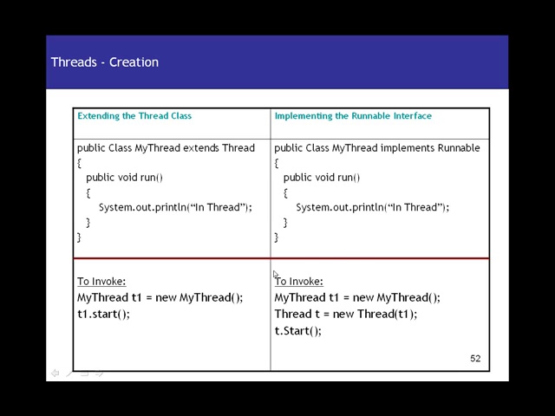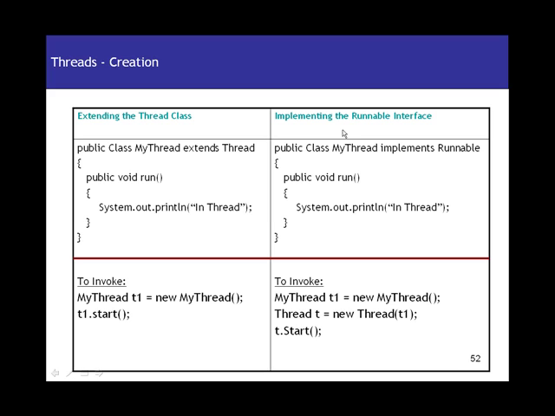And when you use the runnable interface to invoke the thread, you need to create an instance of your class and then pass it as an argument to the thread class and then say t1.start. So we have these two methods to create a thread. What do you want to use? Do you want to use the extends thread class or implements runnable interface? And what are the advantages of using extends or interface?